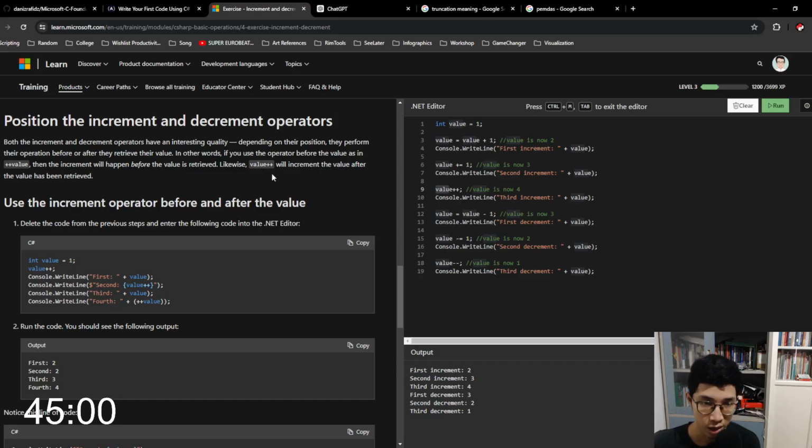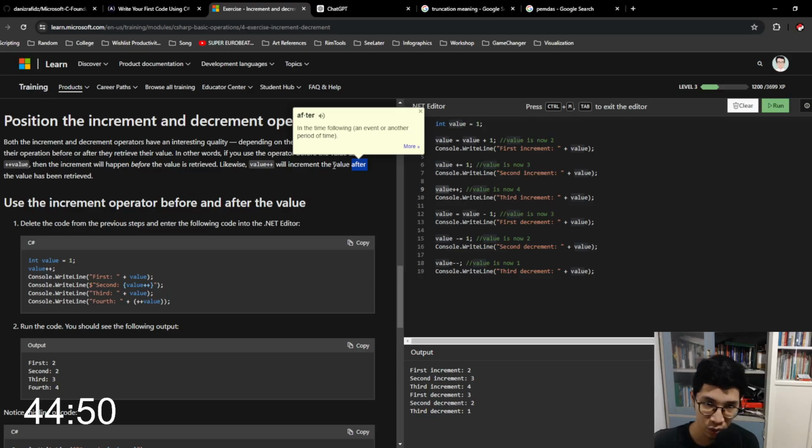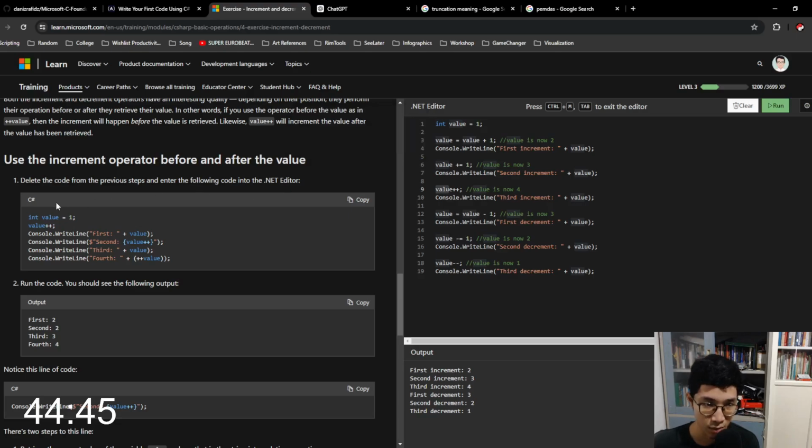I see. Likewise, value plus plus after the value will increment the value after the value has been retrieved. A bit confusing here. Which value do you mean? Because that is my question.